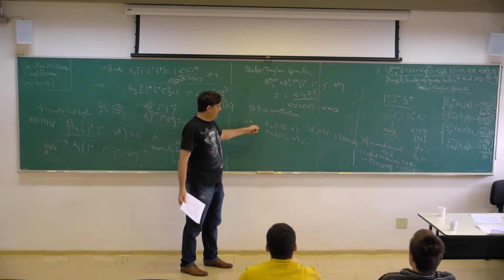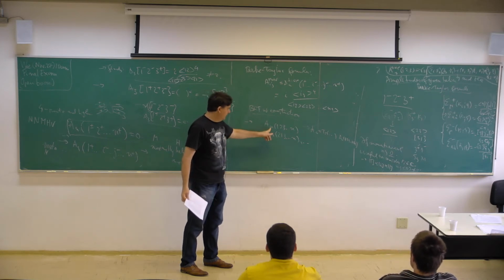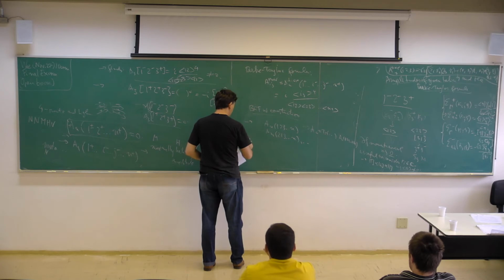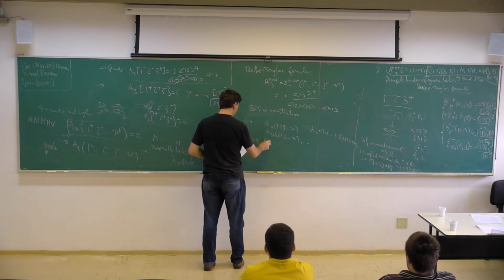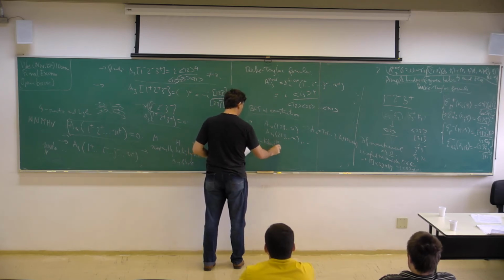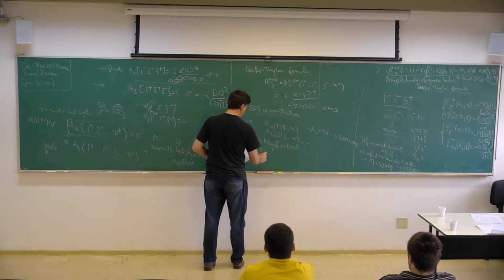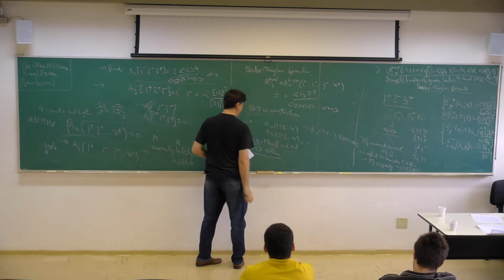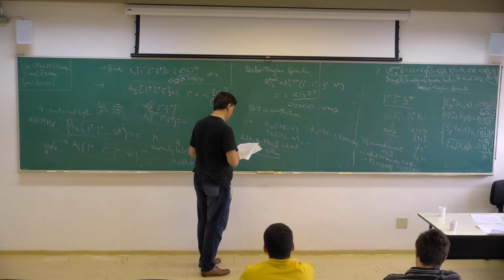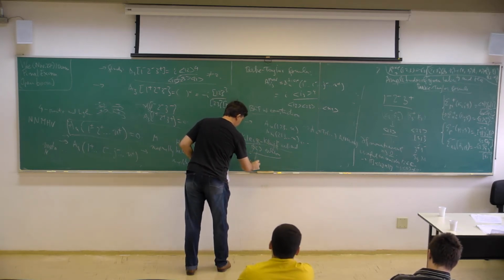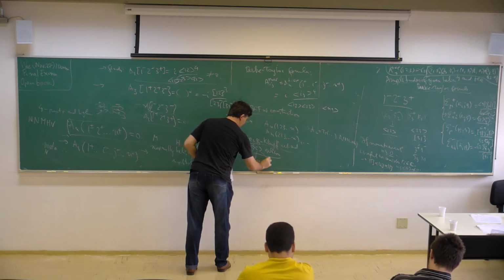There are relations between the various terms in the sum, meaning the terms where I permute the particles inside the color-ordered amplitude. And these are called Kleiss-Kuijf relations and BCJ relations. This is Bern, Carrasco, and Johansson.